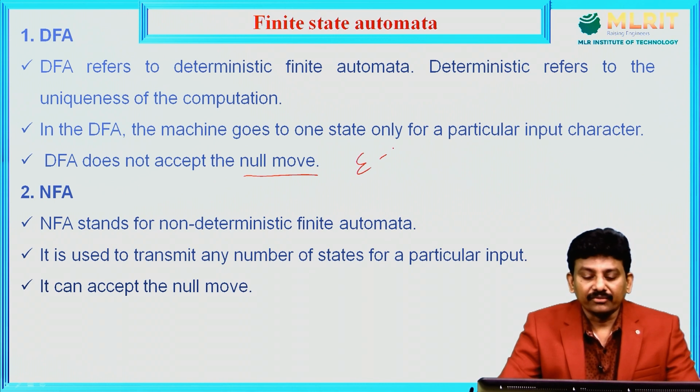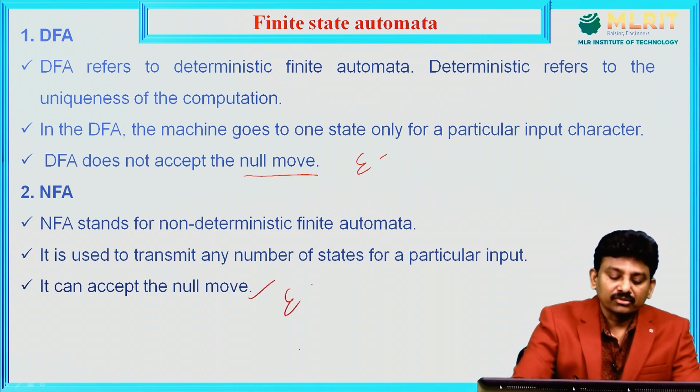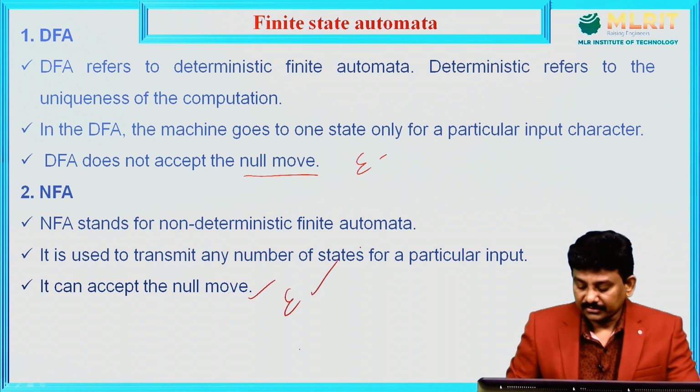That means in NFA, unlike DFA, for a particular input we can define more than one transition. That means more than one outgoing state will be identified for a particular input symbol. And also NFA can accept null moves. Epsilons are accepted in this NFA.